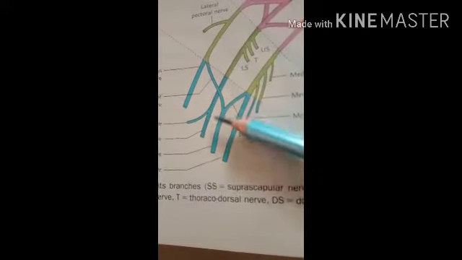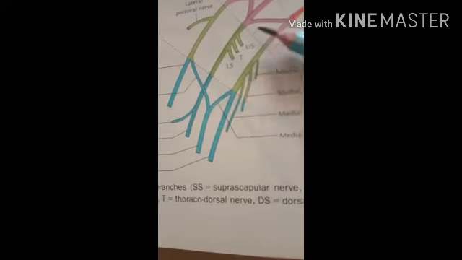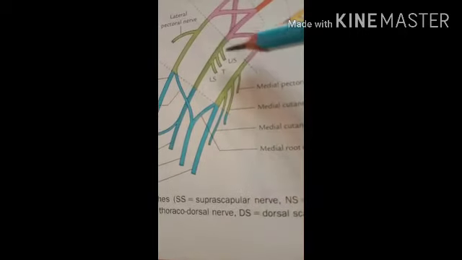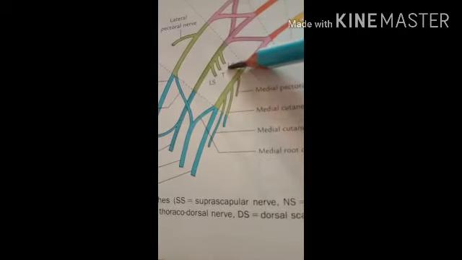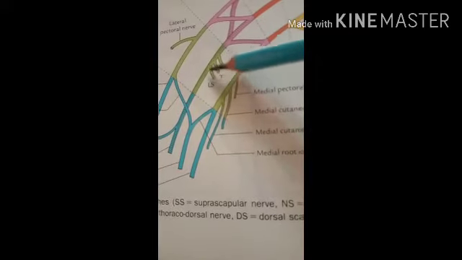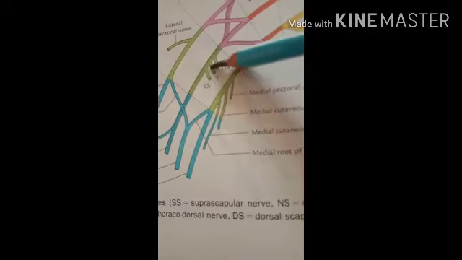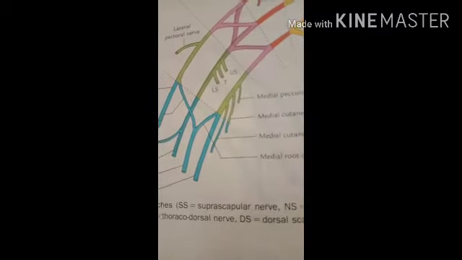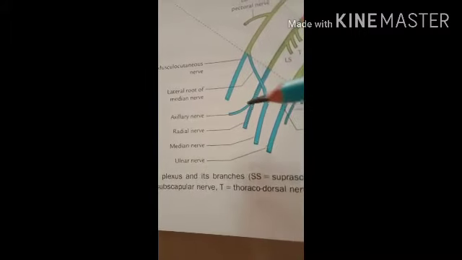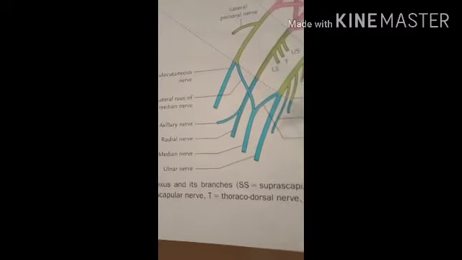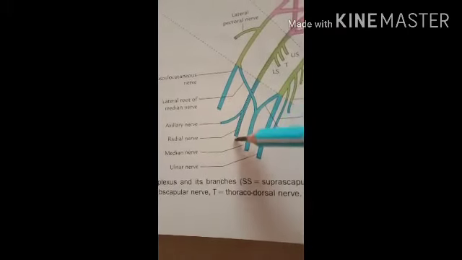After that, the branches of the posterior cord. The posterior cord gives first the upper subscapular nerve. Second is the lower subscapular nerve. Third is the nerve to latissimus dorsi. Then the axillary nerve, also called the circumflex nerve. And the last one is the radial nerve.